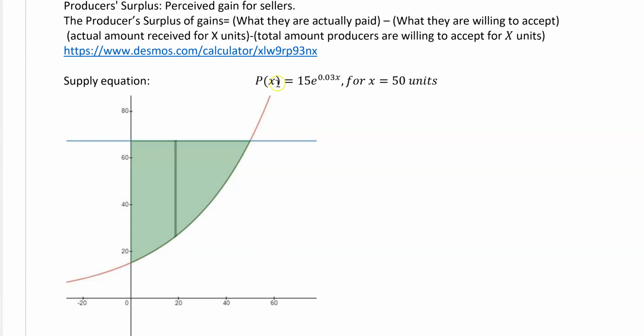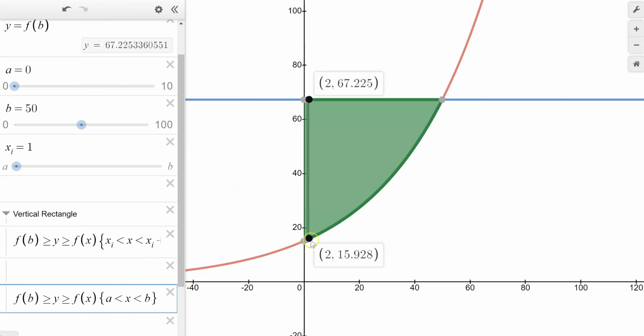We have a supply equation here, which is 15e. You can see as the number of units sold increases, the price is increasing, because with producers, the more it sells for, the more people are going to get involved in selling it, because they see it as a profitable expense. This right here would be the actual price. Just like before, 50 units are being produced, and our price here is $67.23.